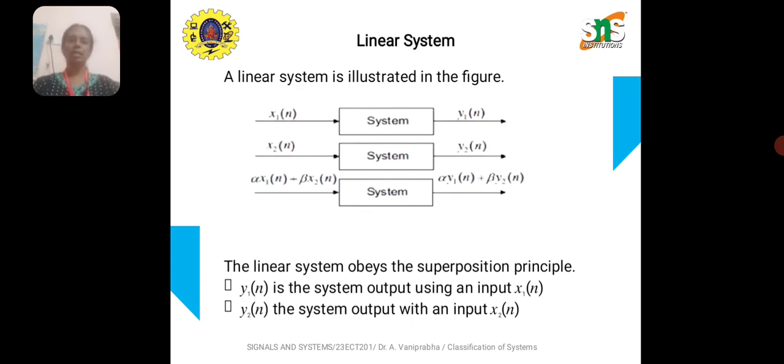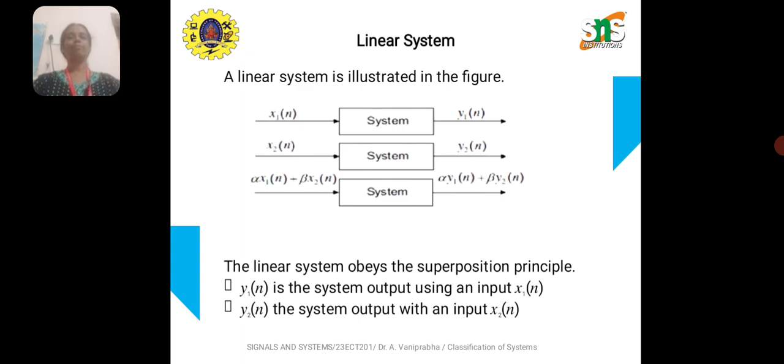A linear system, or the linearity property, shall be proved only with the combination of both the superposition principle that includes homogeneity and addition. So what is addition? How can it be performed? We know very well addition shall be done only with the existence of two inputs or two signals. So if a signal x of t is given, then we have to decompose that x of t as x1 of t and x2 of t.